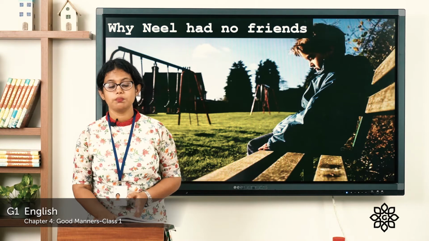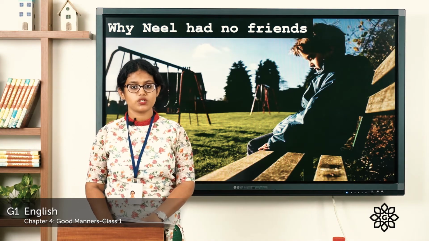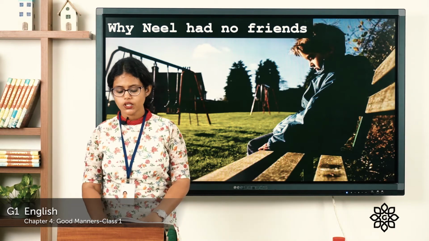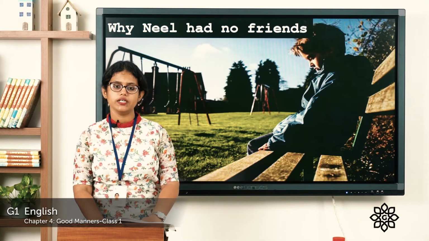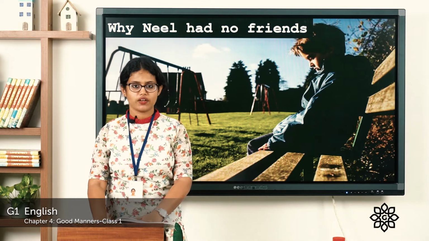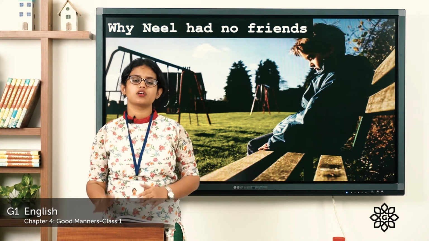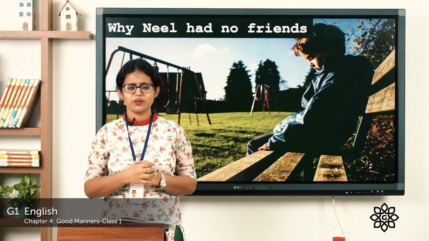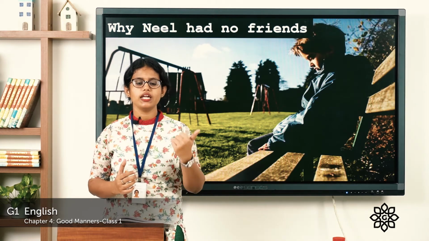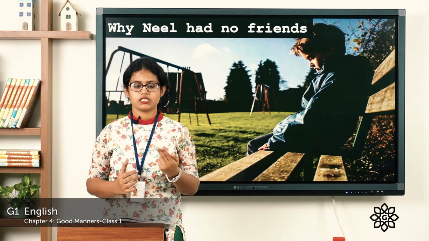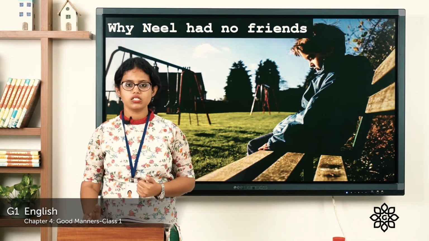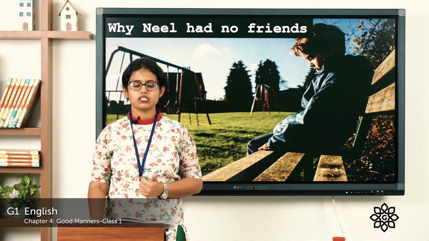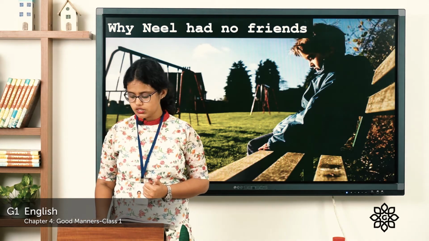Coming to the chapter, page number 43. What is the name of the chapter? Why Neel Had No Friends. And you can see a warm-up question given here. In this warm-up question, you have to write about the 3 polite words that we learned. So which are the 3 polite words that we learned? We learned about sorry, thank you, and please. And you have to write these words in this box using crayons.